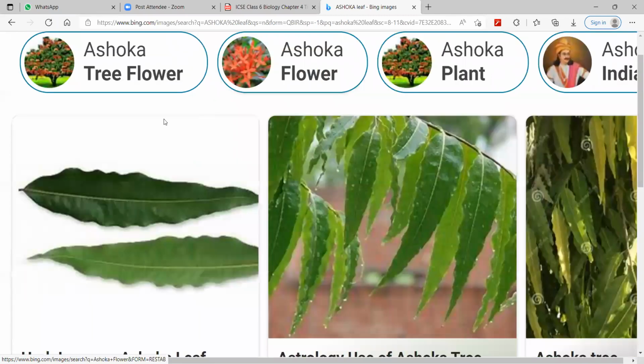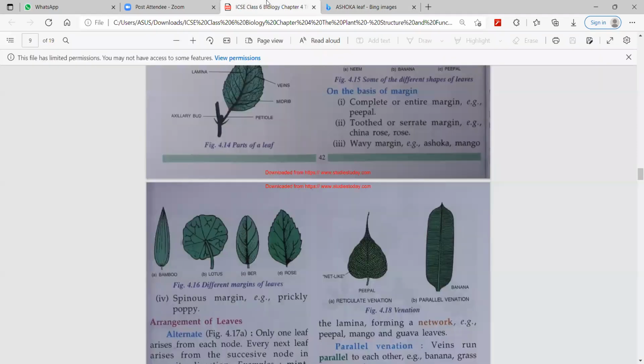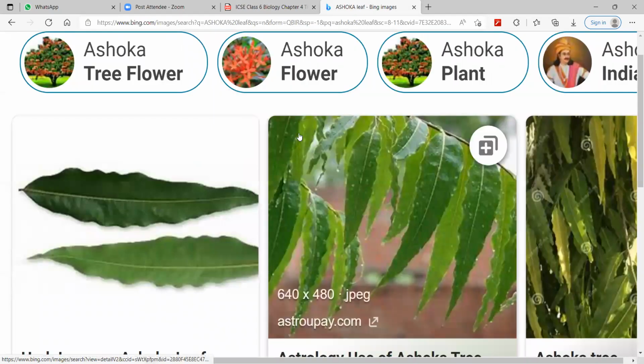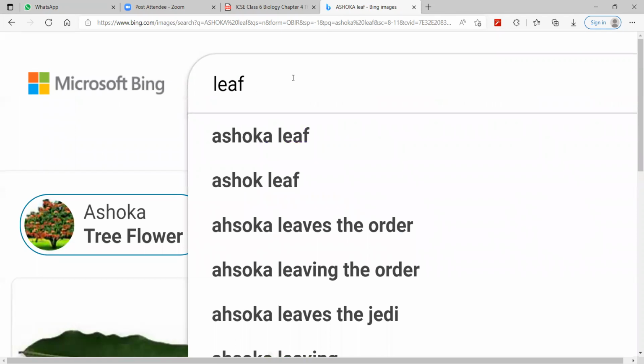Yeah, see this wave-like structure. Crest and trough, crest and trough, crest and trough. This margin is known as wavy margin. Now, spinous margin is of prickly pear. When spines develop on the margin, that is known as spinous margin.